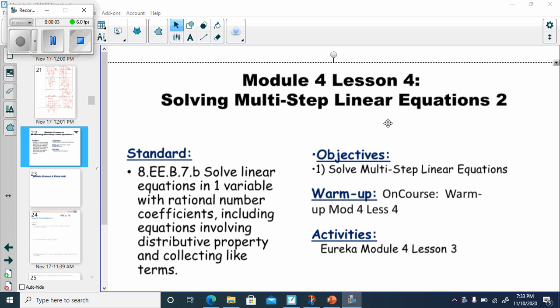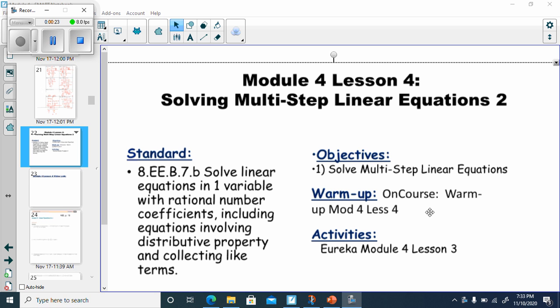This is Module 4, Lesson 4. We're still solving multi-step linear equations. Remember, we're trying to make sure that we use whatever we need to, distributive property, collecting like terms, and solve equations to get the solution. So today we're going to be solving multi-step linear equations again.